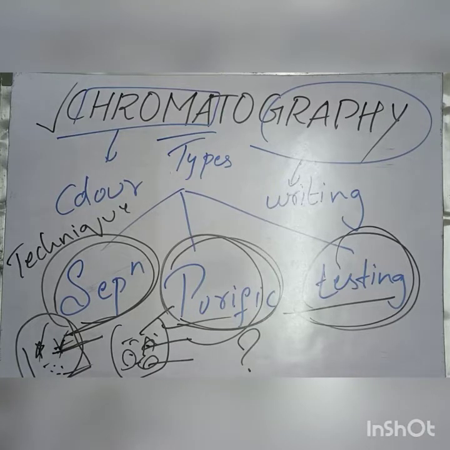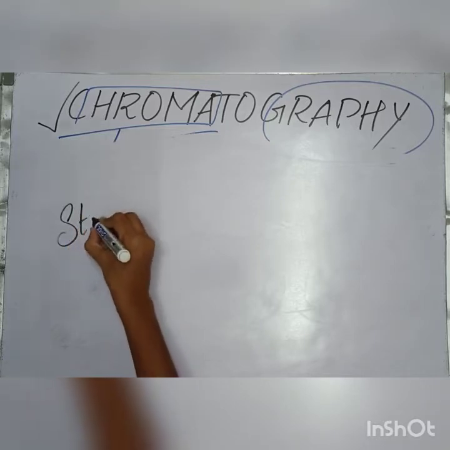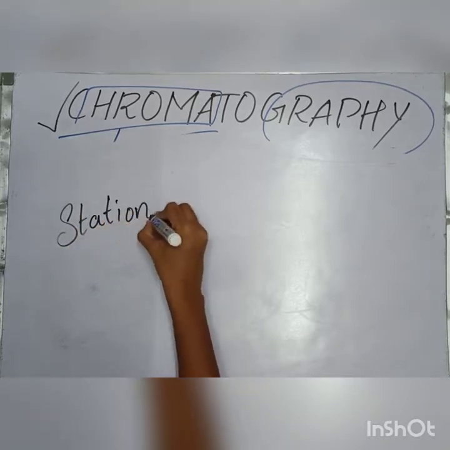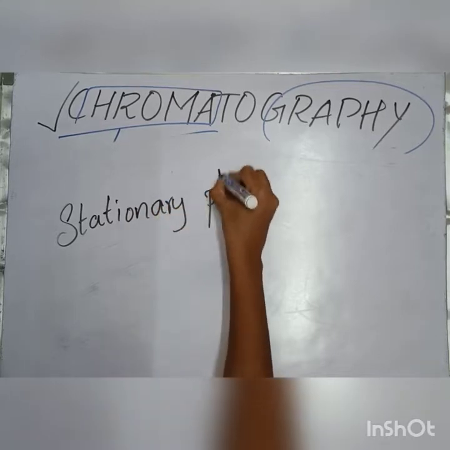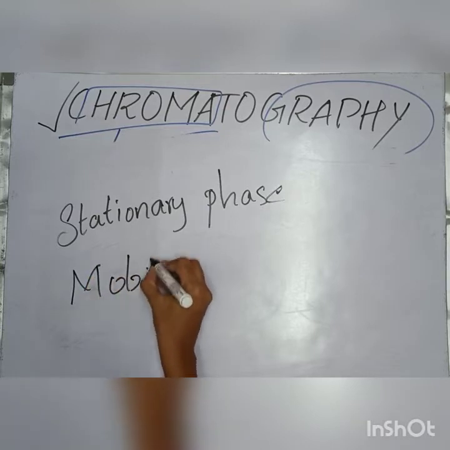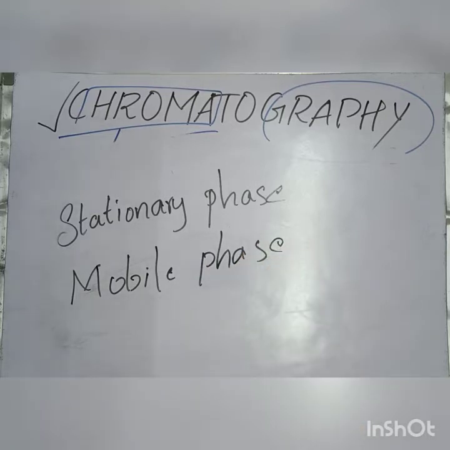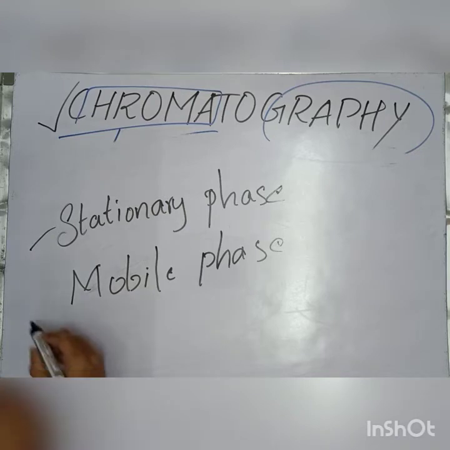So while studying about chromatography and its types, first you need to understand these two words. What are those two? The first one is stationary phase and the second one is mobile phase. By the names we can understand that stationary phase means the phase which remains constant, and mobile phase means the phase which will move, right?